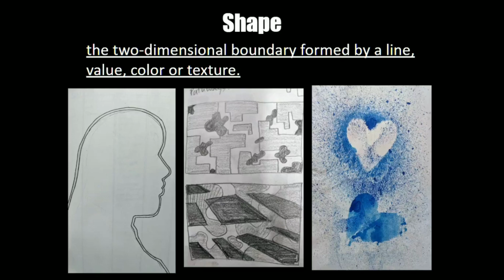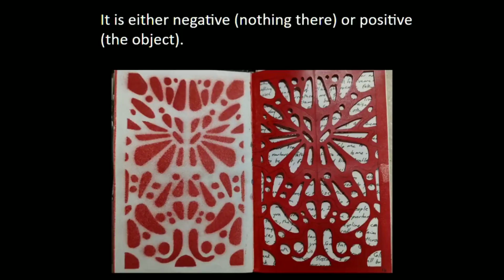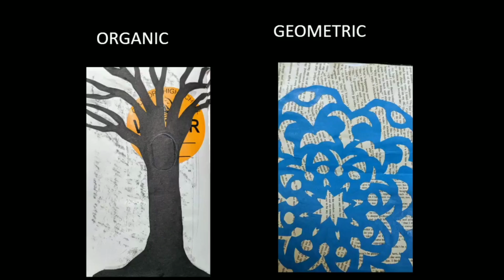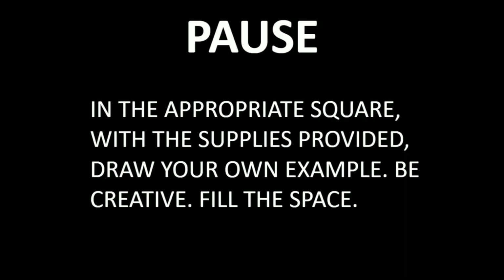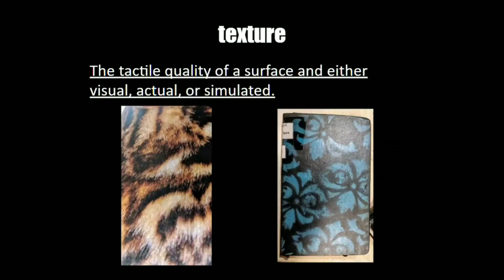Shape is the two-dimensional boundary formed by a line, value, color, or texture. It is either negative, meaning nothing there, or positive, the object itself. It can be organic or geometric. Pause, and in the appropriate square with the supplies provided, draw your own example. Be creative, fill the space.